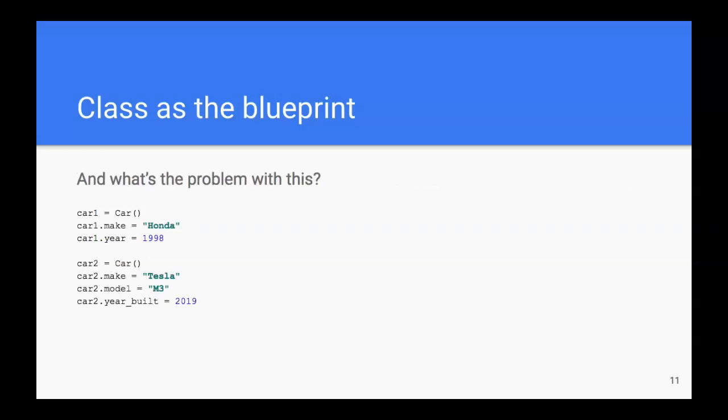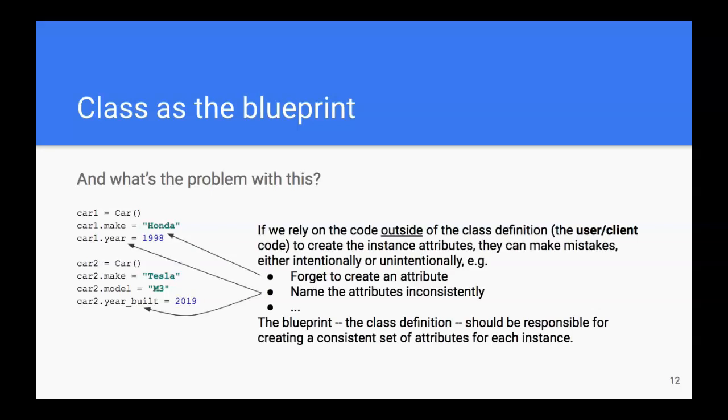And what's the problem with that? For example, we initialize two cards here, 1 and 2, and then we set some attributes for those two instances of Card. What's the problem doing it this way? Well, we rely on code outside of the class definition. This code is typically called the user code or the client code. It's not part of the class definition. It's outside the class definition.